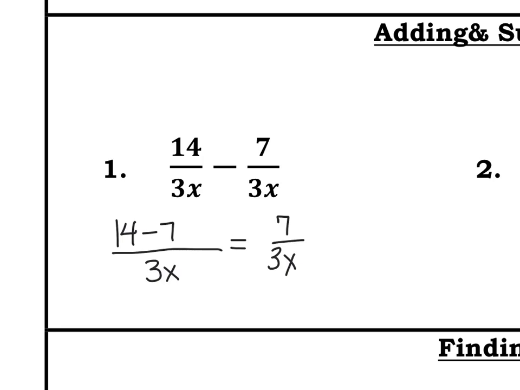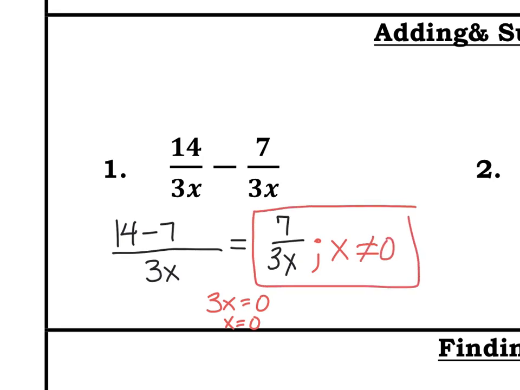So we also need to know that 3x, where does 3x equal 0? Well, if I divide by 3 on both sides, x cannot be equal to 0. So I'm going to leave all of that as part of my answer. Those are called domain restrictions because it affects your x value.